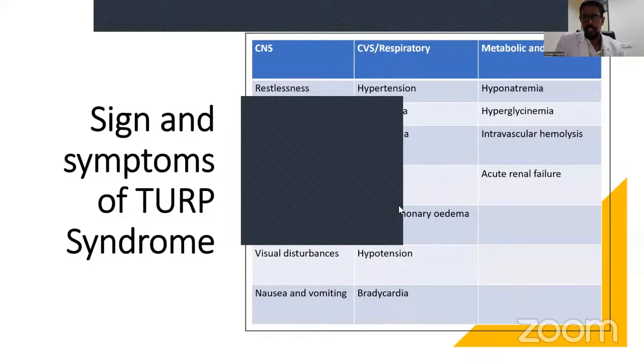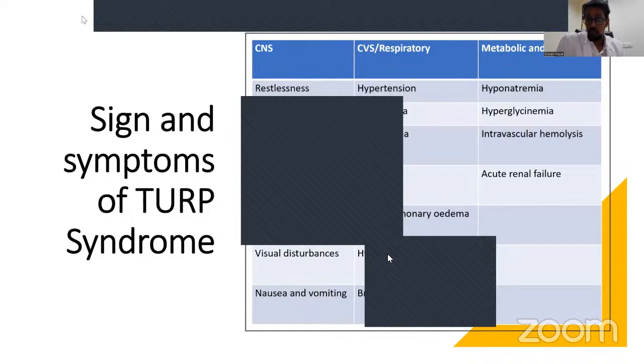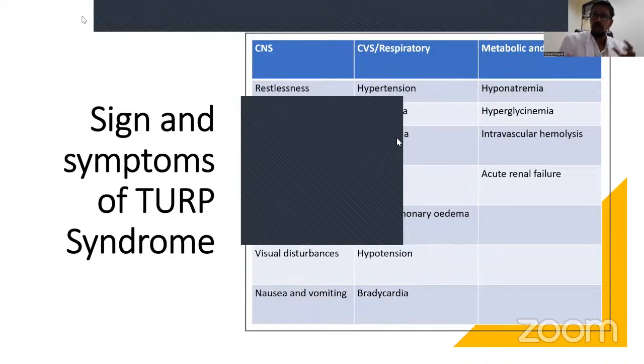What are the signs and symptoms? When I say that a patient has developed a TURP syndrome, what are the various signs and symptoms that the patients manifest with? It could be divided into the CNS signs and symptoms, cardiovascular and respiratory symptoms, and metabolic and renal symptoms. CNS symptoms could range from restlessness, headache, confusion, convulsions, coma, visual disturbances, nausea, vomiting. Respiratory and cardiovascular: a lot of fluid gets absorbed, the patient may have hypertension, and can have tachycardia, tachypnea.